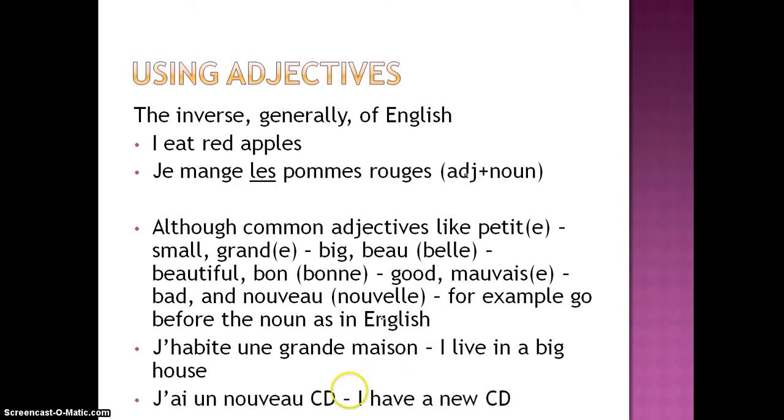J'ai un nouveau CD. I have a new CD. Again, word for word. Okay, so these quite common ones will be used before the noun. And again, you need to know how you do your agreement as well. So have a look at my adjectives video if you're not sure.